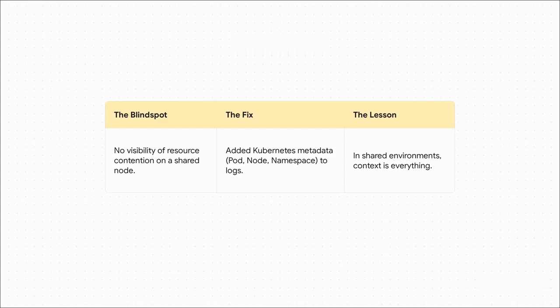So the takeaway from this one is crystal clear. The blind spot was not being able to see resource contention on a shared machine. The fix was adding that environmental context to all their logs. And the lesson is simple. In these shared, containerized worlds, context is absolutely everything.